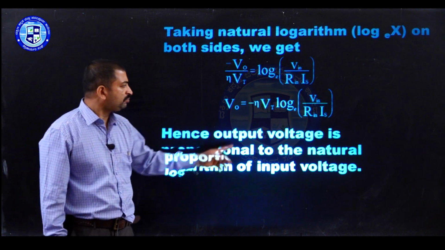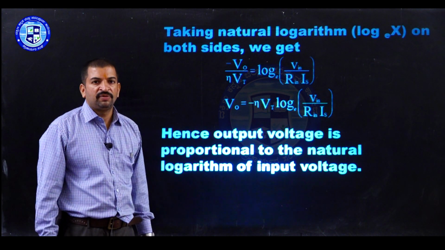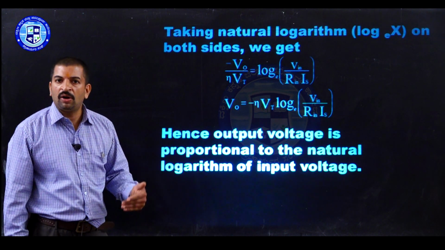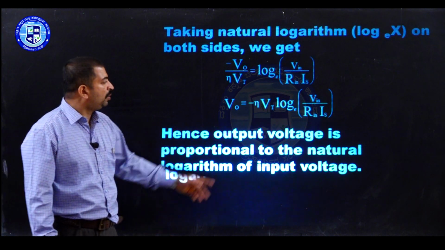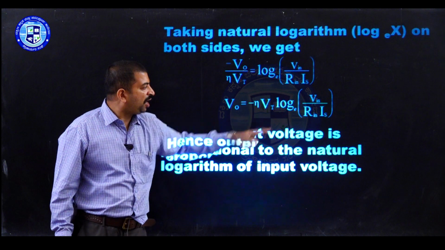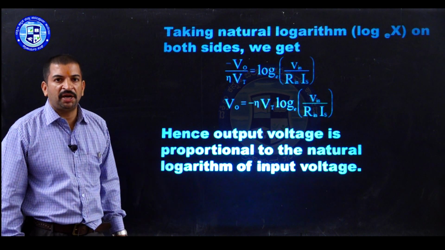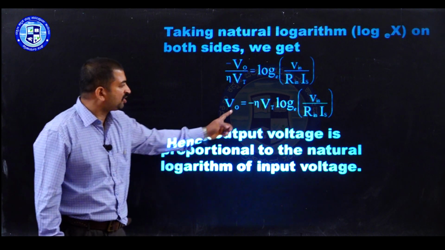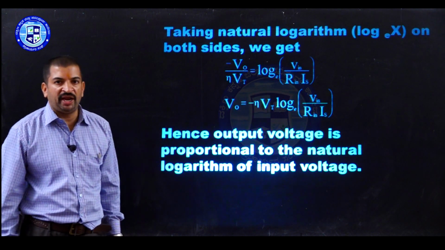Now here eta is a constant for a particular semiconductor diode, maybe the silicon or the germanium diode. Vt is also constant for a particular temperature. Rin is a resistance, it's also constant. For a particular temperature, Is is also fixed. All these are constants, but the only variable is Vin.